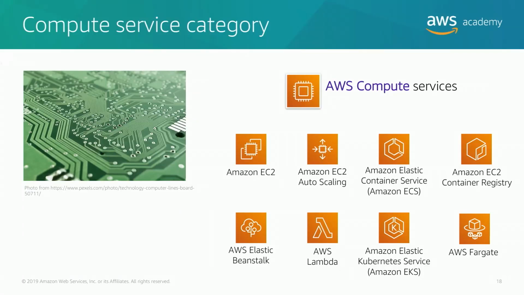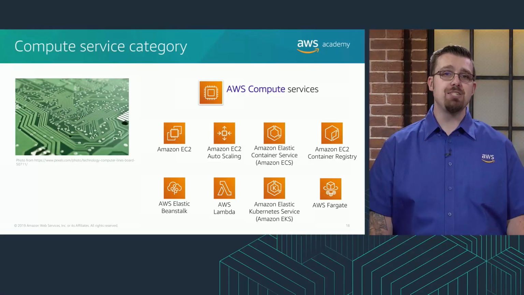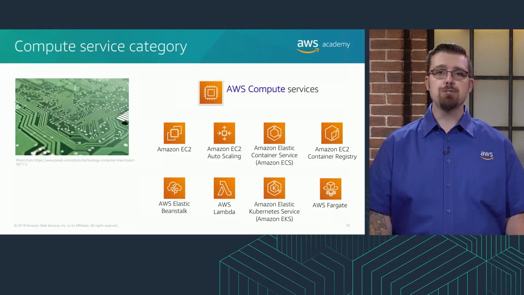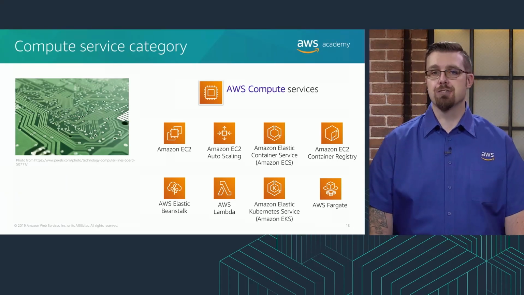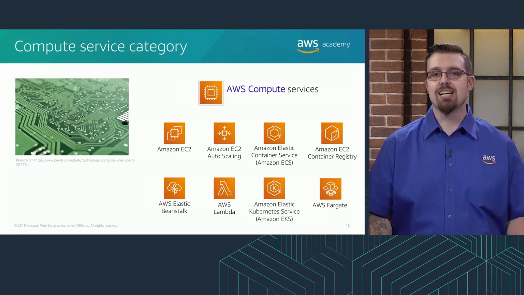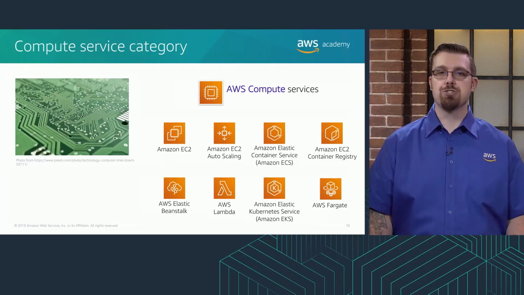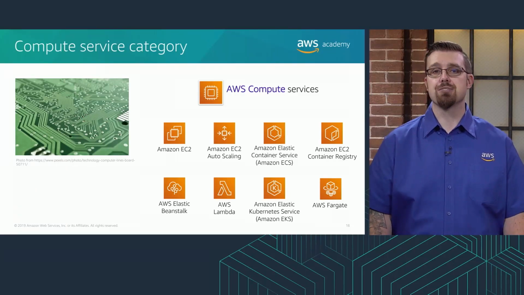AWS Compute Services include Amazon Elastic Compute Cloud, also known as Amazon EC2, that provides resizable compute capacity as virtual machines in the cloud. The Amazon EC2 Auto Scaling service enables you to automatically add or remove EC2 instances according to the conditions that you define. Next, we have Amazon Elastic Container Service, also known as Amazon ECS, a highly scalable, highly performant container orchestration service that supports Docker containers.